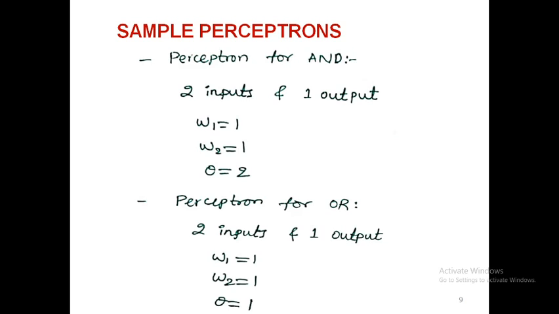If 0 0, both will be multiplied and you get 0 only. In the case of AND, the inputs will be multiplied, right? Whereas here in this perceptron case, both the inputs will be summed.